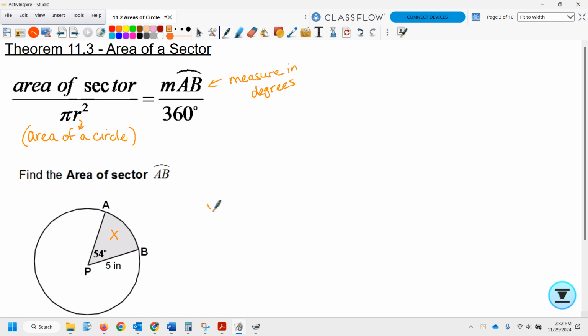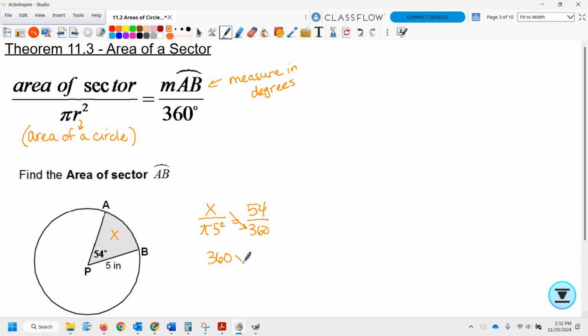So X over 2 pi r. Oh, that's circumference. Pi r squared. Pi times 5 squared is equal to the measure in degrees. Remember, this is a central angle, so this is also 54 degrees over 360. And we're going to cross multiply, guys, because that's what we be doing. When I cross multiply here, that's easy peasy.